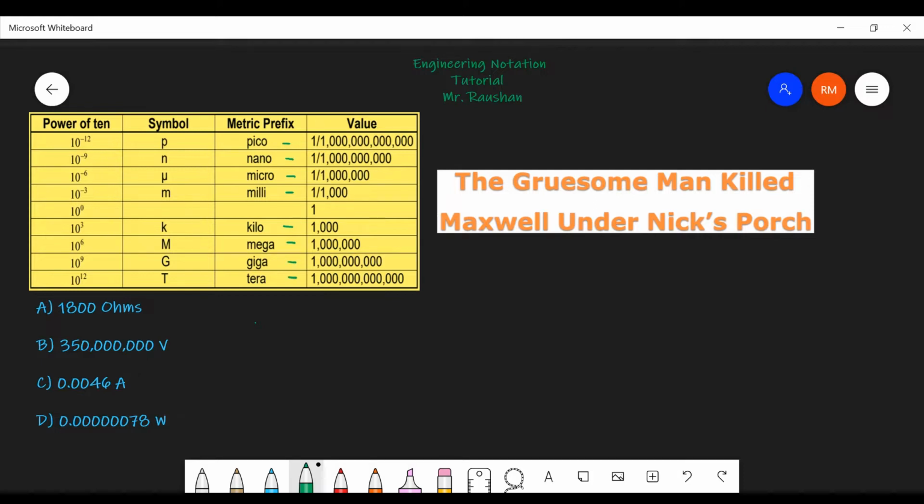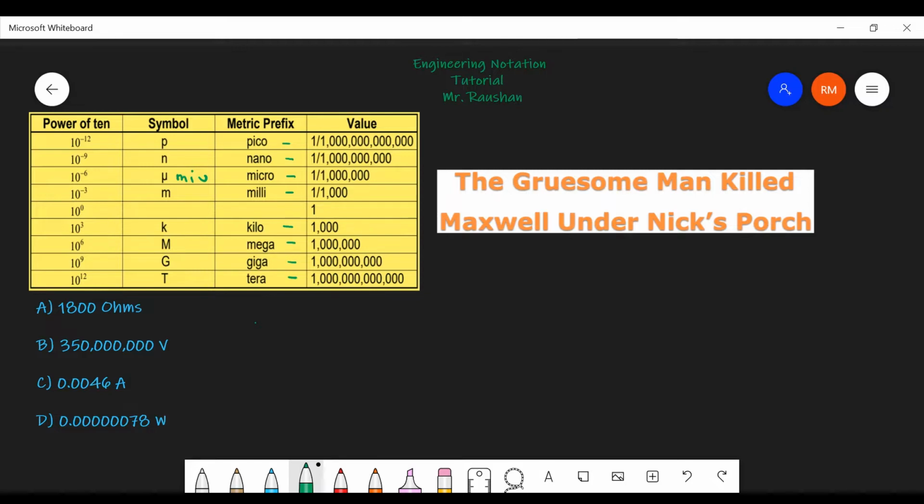The symbols, you can see the symbols P, N. This is a weird symbol. This is called mu. It's a Greek symbol for micro, a special symbol. This is the only symbol that is different from a letter. All these others are just regular letters. Then you have kilo, mega, giga, tera.